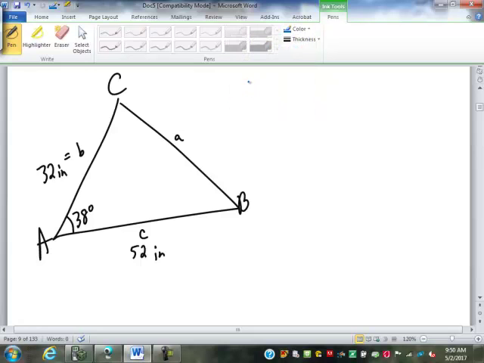Step one, of course, first thing we need to know is we have two sides and the angle between them.